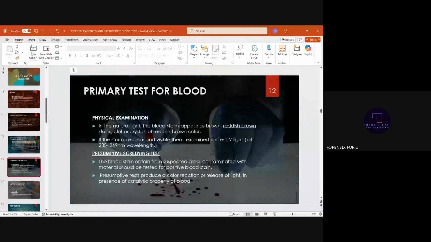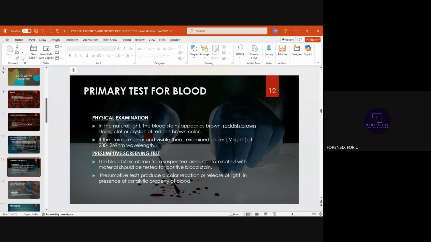So, what are the primary tests of blood? I'm talking about the preliminary examinations that we conduct at the scene of crime before collecting any evidence. The physical examination needs to be done with the UV light at 230 to 265 nanometer wavelength.